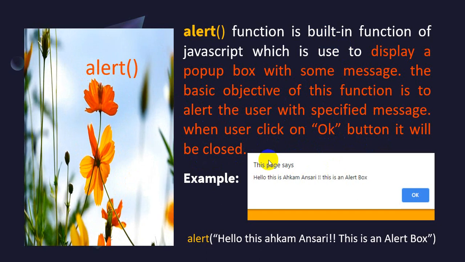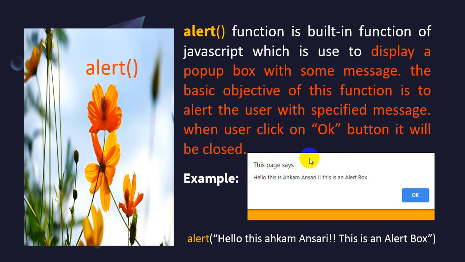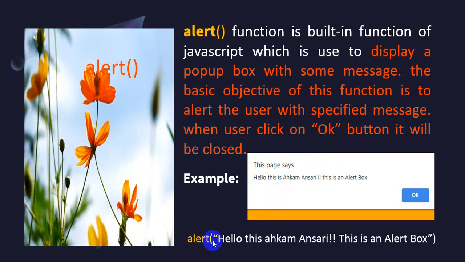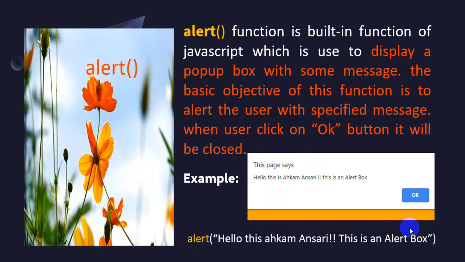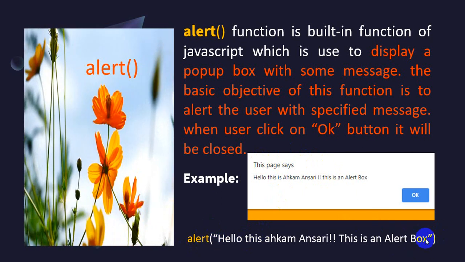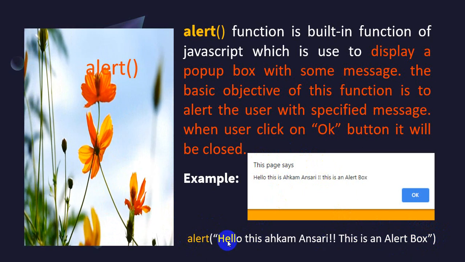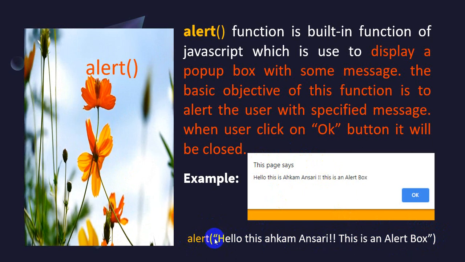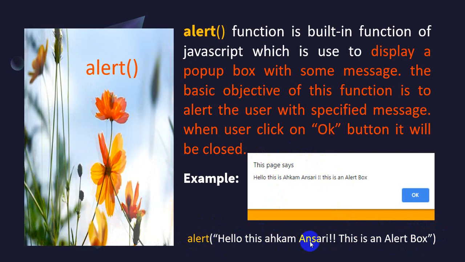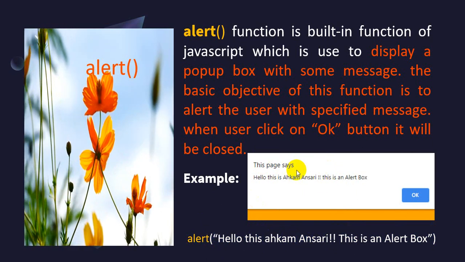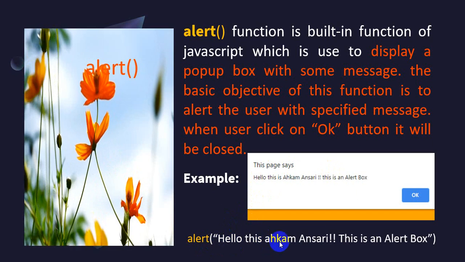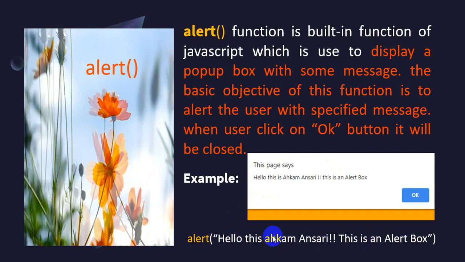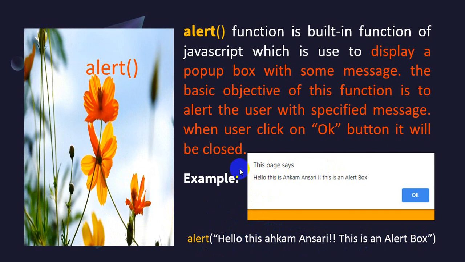See, I have given an example. I have created a pop-up box, or an alert message. For the alert message coding, you just need to write alert and the function brackets, the opening bracket and closing bracket. Inside that you have to pass a message. Whatever message you pass inside the brackets, inside double inverted commas, will appear on your pop-up box. So I have written alert, hello, this is Ahkam Ansari, this is an alert box. When you run this line of code in JavaScript, you will get this pop-up box.